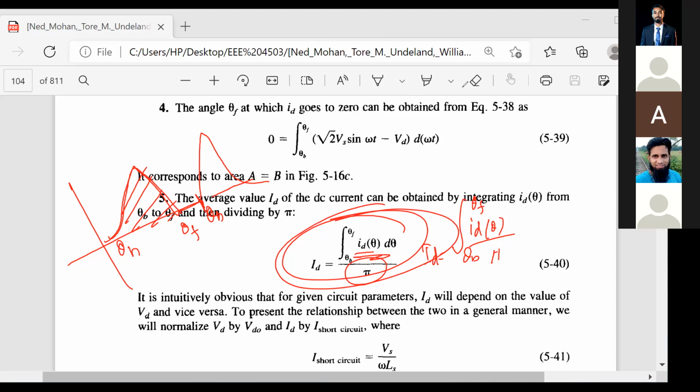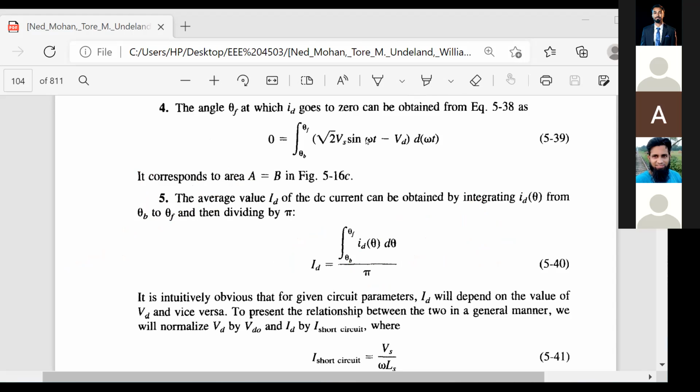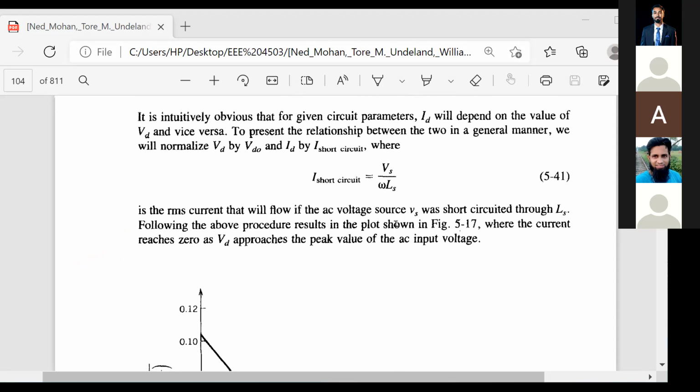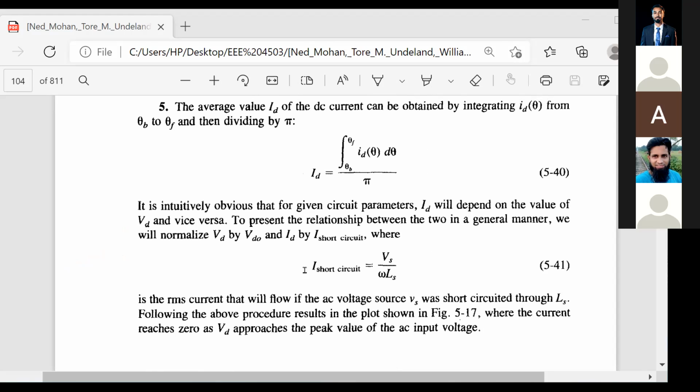And with that there is a problem inside your book. You can see it at the end of the chapter. Then they have to normalize this on the short circuit current. It is intuitively obvious that for a given circuit, ID will depend on the value of Vd and vice versa. To present the relationship between the two in a general manner, we normalize Vd by Vdo and ID by the short circuit current. How does this short circuit current come?